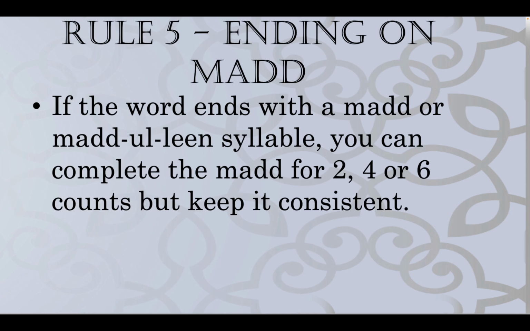Rule number 5: if the word ends with a mad or maddulin, and you can go back to the mad video or the maddulin video, those are separate videos in that channel, you can go back and review them. You can complete the mad for 2, 4, or 6 counts, but keep it consistent. Now, what do I mean by that? If the last syllable of the word has a mad or a maddulin, then you can complete the mad for 2, 4, or 6 counts, but keep it consistent.